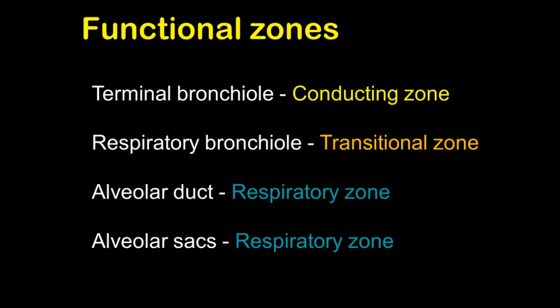The functional zones include the terminal bronchioles, which are mainly a conducting zone. The respiratory bronchioles are a transitional zone with both conducting and respiratory functions. And the alveolar ducts and sacs are mainly a respiratory zone.